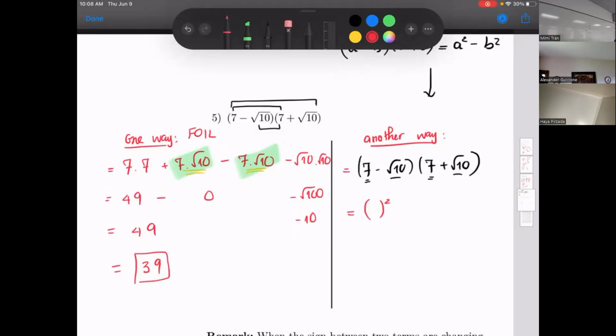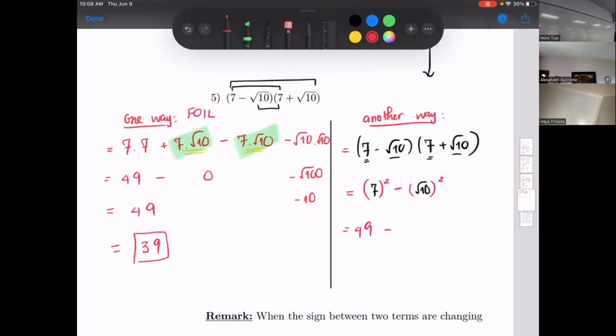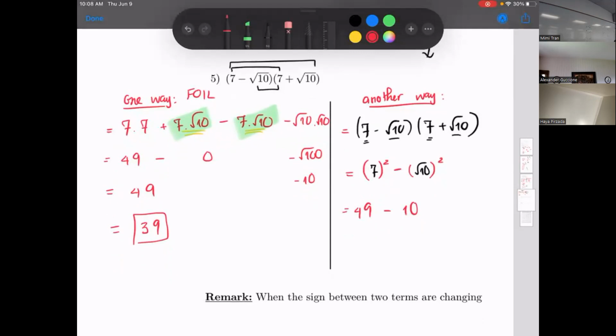Maybe you may write 7 in black. Minus, what is b squared? What's b? Root 10, right, root 10. 7 squared is 49. What's the square root of 10 squared? 10, right? Remember, the square root and the square are inverses of each other, so they cancel. So 10, 39.